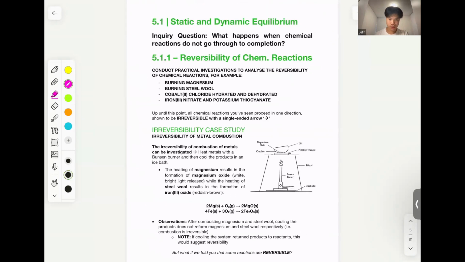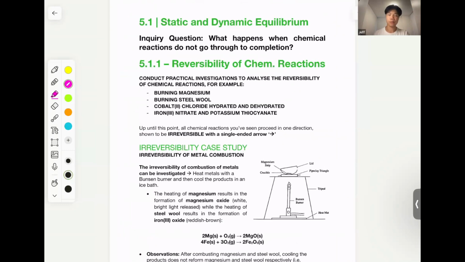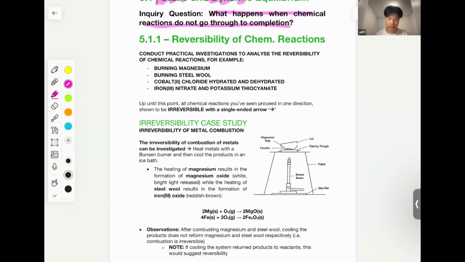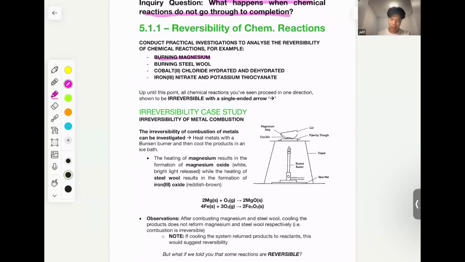So we'll spend about 30 minutes on each inquiry question. We'll start with the first one. Very beginning of the module, we talked about how in year 11, you've only seen irreversible reactions and you introduce for the first time reversible ones. This helps to explain static and dynamic equilibria, which answers the question of what happens when chemical reactions do not go through to completion.